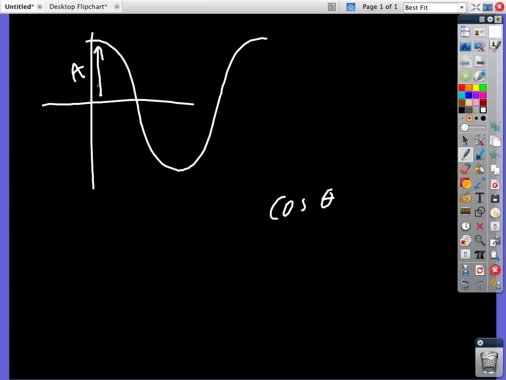Now, let's talk about that. This height right here is A. So what do you use to describe that position x? Does it make sense that x is going to be A times cosine theta? The number cosine theta comes out to be times A. That will give you this height right there. So the height will be given by what?